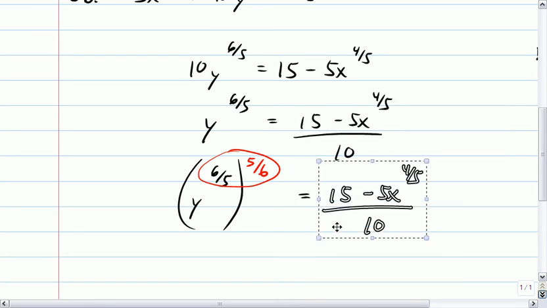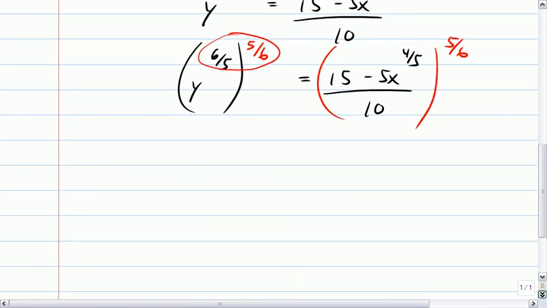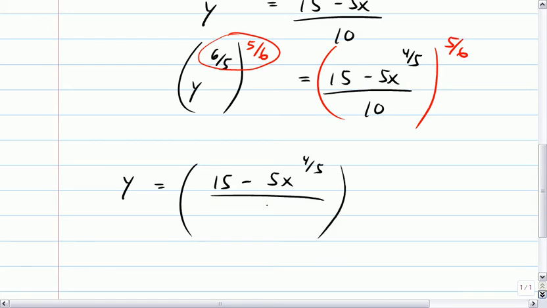So I started this, I said, hey, I know I'm looking for y prime. I wanted to see if I could isolate y. Turns out I could. It's not going to look that pretty, but that's okay. Sometimes you're not going to be able to isolate y, and you'll have to go ahead and do implicit differentiation, which says start the derivative process before you're at a y equals thing. So you got y equals, and this will be bad, 15 minus 5x to the 4/5 over 10, to the 5/6.